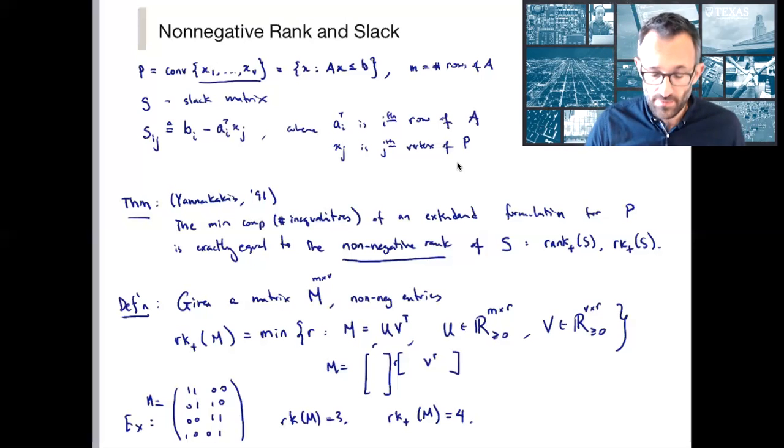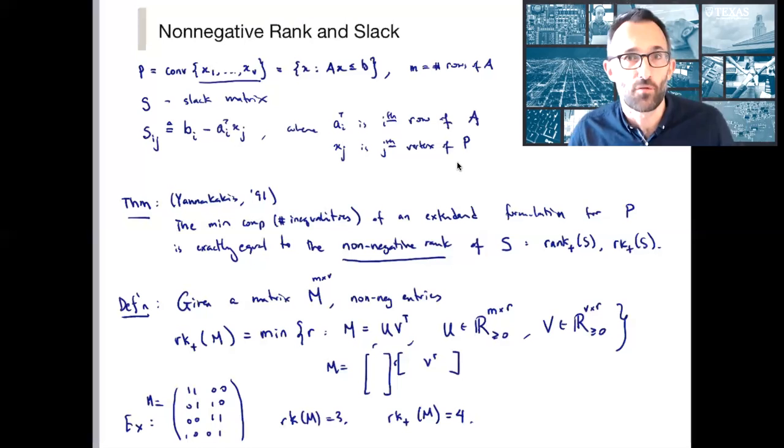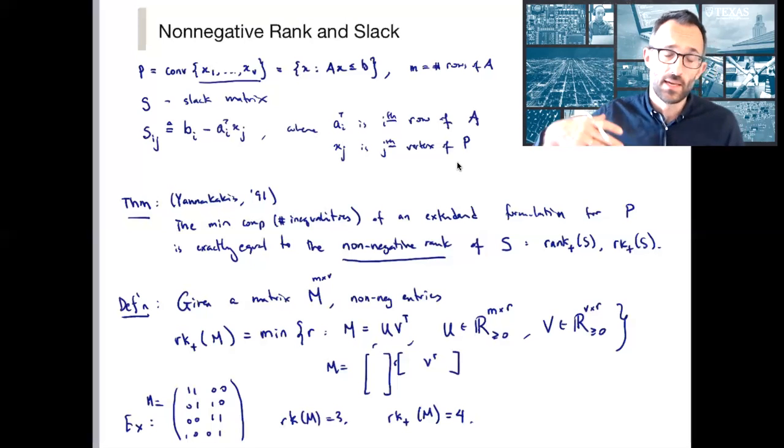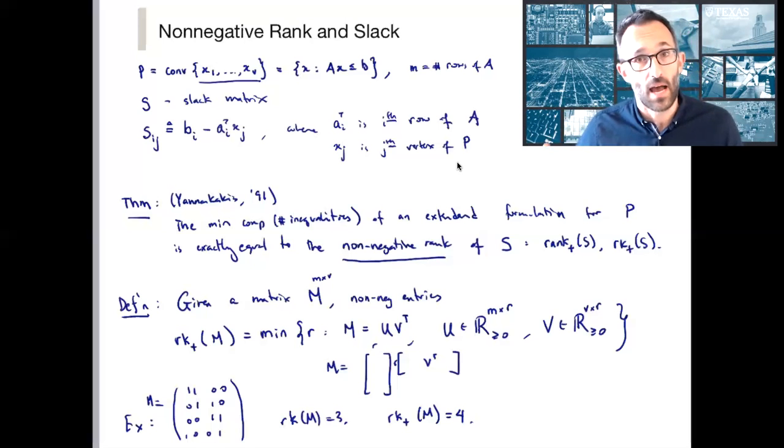And then in the other direction, we're going to show that if we have an extended formulation with R inequalities, then we can use that to create a non-negative factorization of S whose small dimension is R. That shows the other inequality, namely that the non-negative rank is no bigger than the size of any extended formulation, so no bigger than the extension complexity. Okay, so let's show both of these directions.